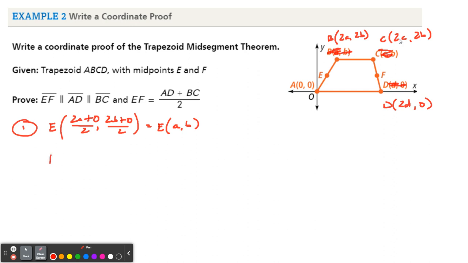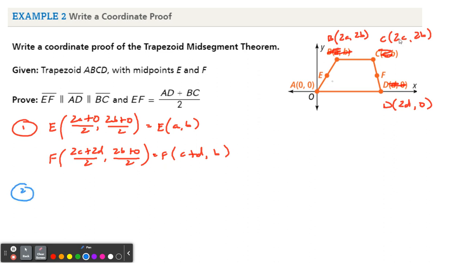I'll also find F. For F, I have to do 2C plus 2D over 2, and then 2B plus 0 over 2. Now, unfortunately, there's no way around it where we're going to have addition. But now, all those 2's cancel, and that's just C plus D for its x-coordinate. And then here, 2B over 2 is just B. Okay, so there's our midpoints, right?